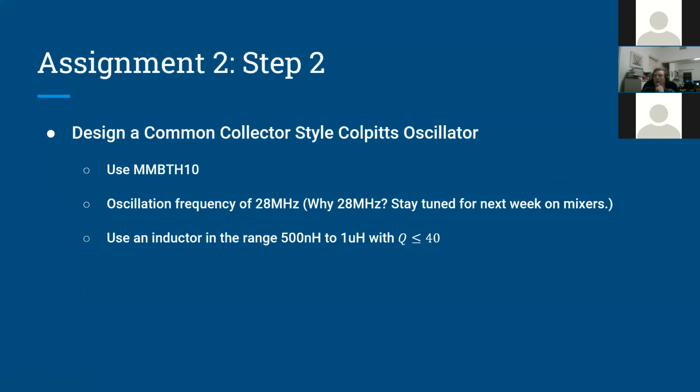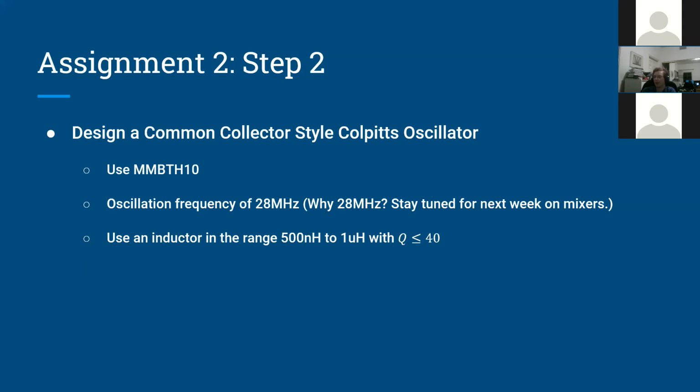Then the second part is actually creating an oscillator. For this particular oscillator, you want to choose a resonant frequency, an oscillation frequency, of 28 megahertz. You might ask why 28 megahertz? Because that'll allow us to convert a 1 megahertz signal up to 27 megahertz, which is what we're transmitting at, and we'll see how that happens next week.